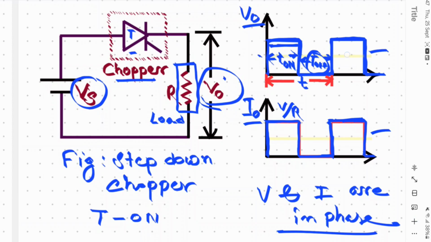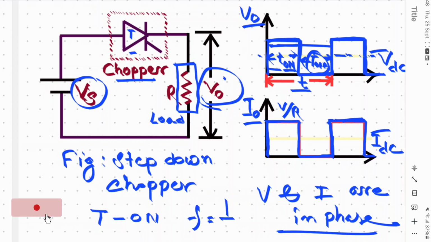Here this yellow line shows VDC, the average output voltage or average load voltage, and this is IDC, the average output current. T on is the turn on time of the thyristor, and T off is the turn off time of the switch. T is T on plus T off, and f is equal to 1 by T. This frequency is the chopping frequency.